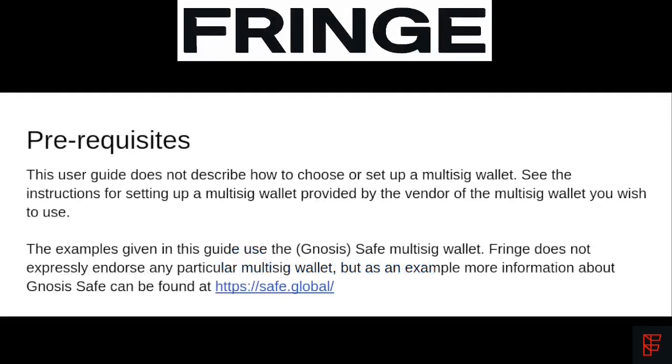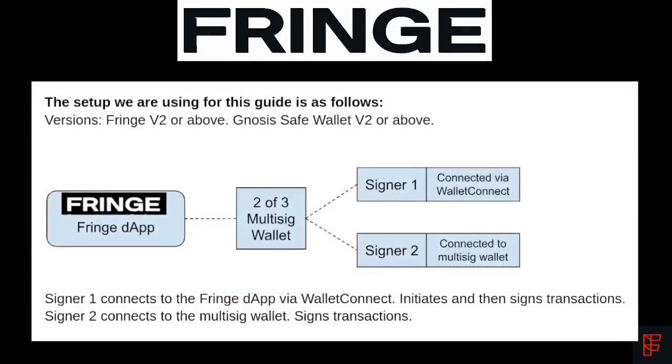Okay, the prerequisites here: this user guide does not describe how to choose or set up a multi-sig wallet. See instructions for setting up a multi-sig wallet provided by the vendor of the multi-sig wallet you wish to use. We don't expressly endorse any particular multi-sig wallet, but for the purposes of today's demonstration, we are using Gnosis Safe. The setup that we're using is Fringe version 2 or above, and Gnosis Safe Wallet version 2 or above.